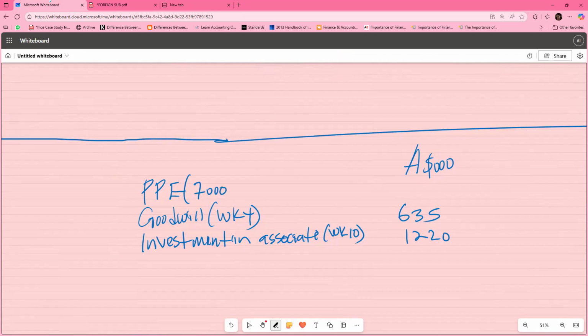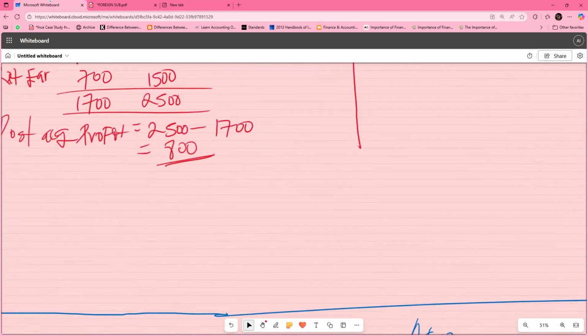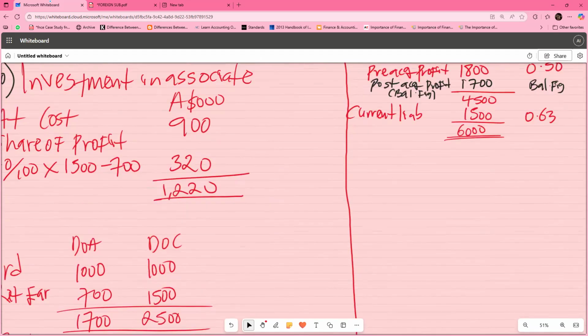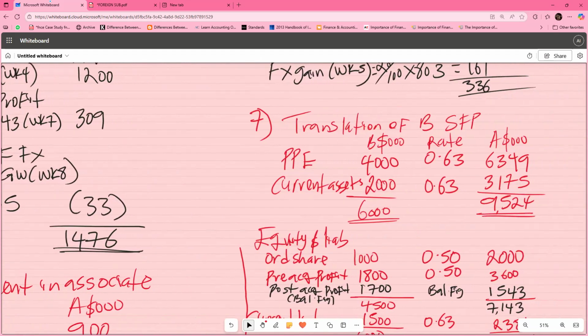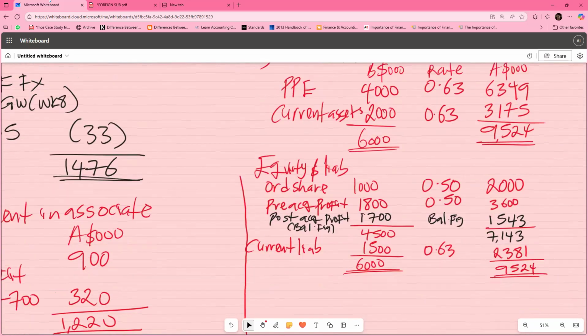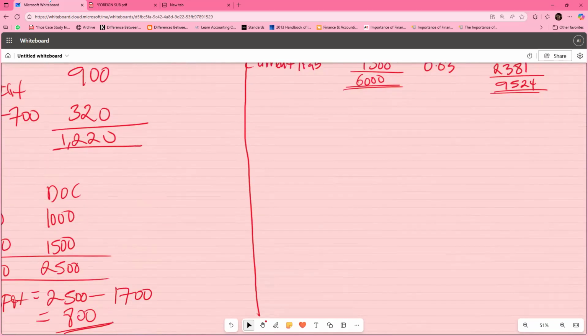So I'm now going to say 7,000 plus what is the PPE of the what? Don't forget, you don't consolidate associate though. Can go back. I think that's working 7 or something. So when we do that, 6349. Look at this, working 7. 6349.